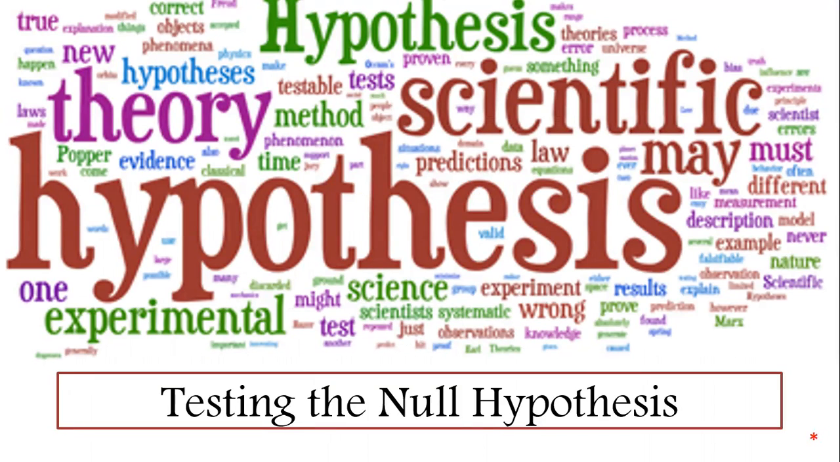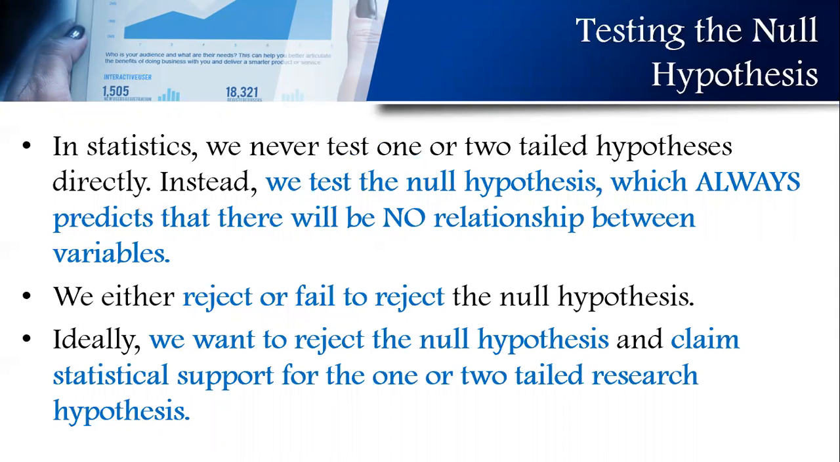Now let's talk a little further about hypothesis testing. In statistics, we never test one or two-tailed hypotheses directly. Instead, we test the null hypothesis, which always predicts that there will be no relationship between variables. We either reject or fail to reject the null hypothesis. Ideally, we want to reject the null hypothesis and claim statistical support for the one or two-tailed research hypothesis.